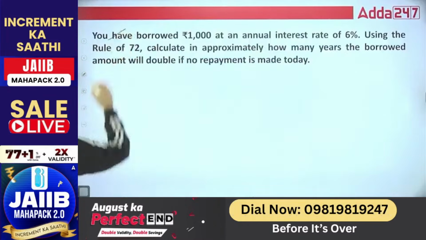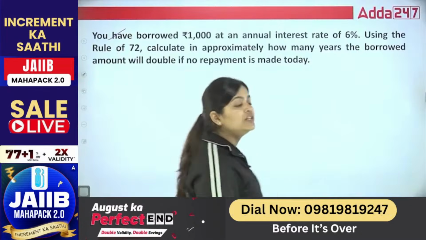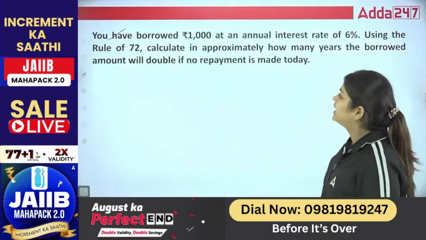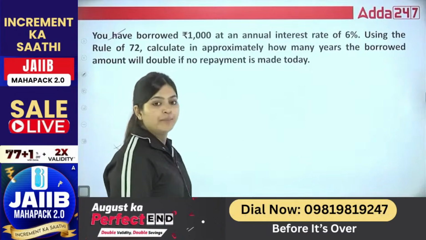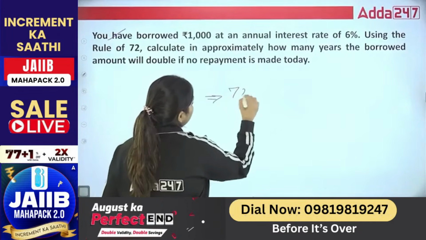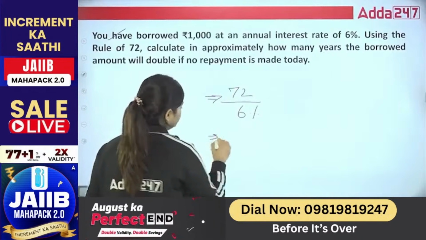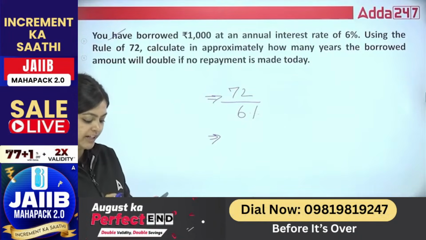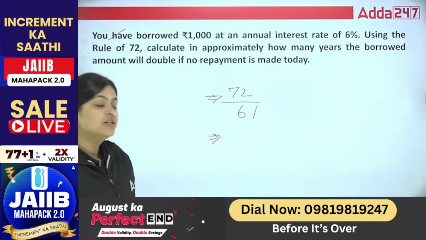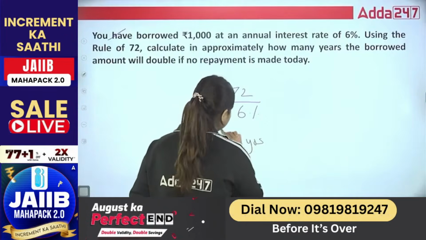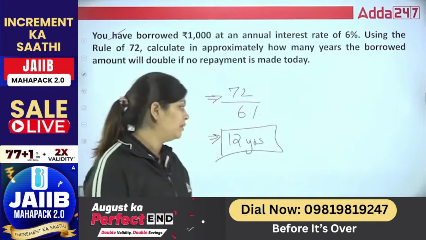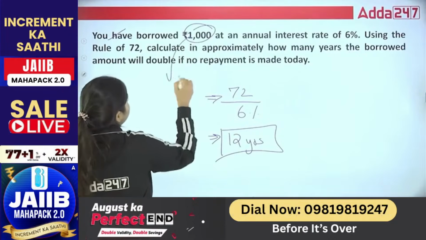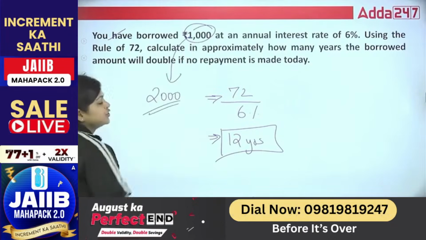Chaliye. So you have borrowed 1,000 at an annual interest rate of 6%. Using the rule of 72, calculate approximately how many years the borrowed amount will double if no repayment is made today. So can you tell me? 72 divided by R, that is 6%. So in how many years? 72 divided by 6 means in 12 years your amount will double, if you are not paying any amount. Means after 12 years, this 1,000 will become 2,000. This is your rule of 72.